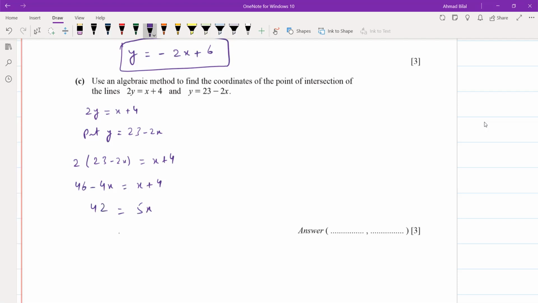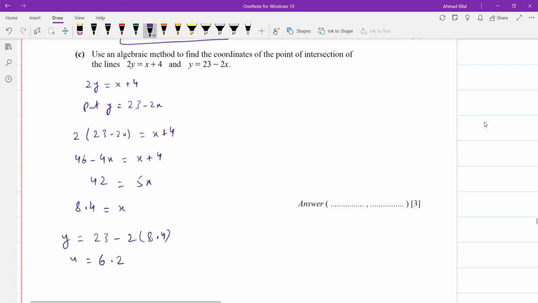That is 42. X की value हमारे पास यहाँ पे क्या आ जाती है? 42 over 5. That is 8.4, I think. That's 8.4. So x is equal to 8.4. X 8.4 आ गया. अब क्या करेंगे? इसको दूसरी equation के अंदर input कर देंगे. So y equals 23 minus 2 into 8.4, and that gives us something that's 16.8, and 6.2 हमारे पास y की value आ जाएगी. ठीक है? So y equals 6.2 and x equals 8.4.